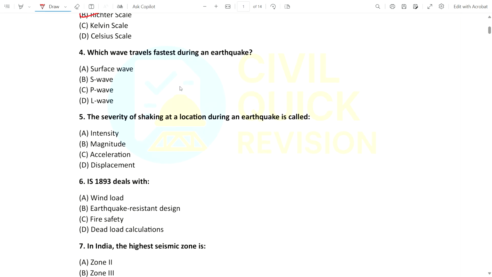Now coming to question number 4, which wave travels fastest during an earthquake? Surface wave, S wave, P wave, L wave. Here the correct option is P wave. Okay, P waves travel fastest during an earthquake.